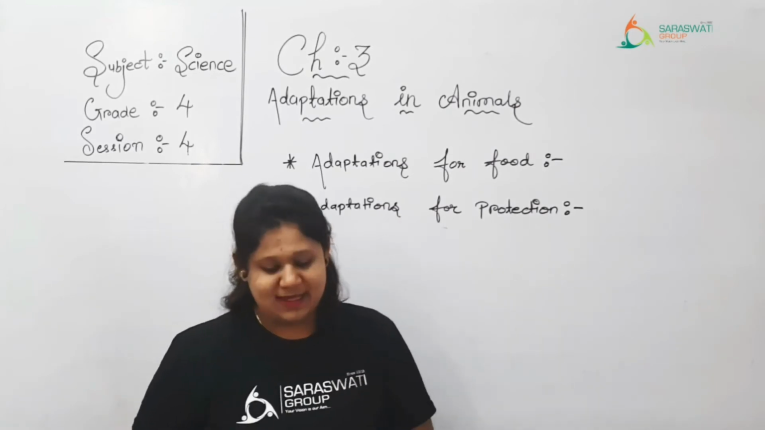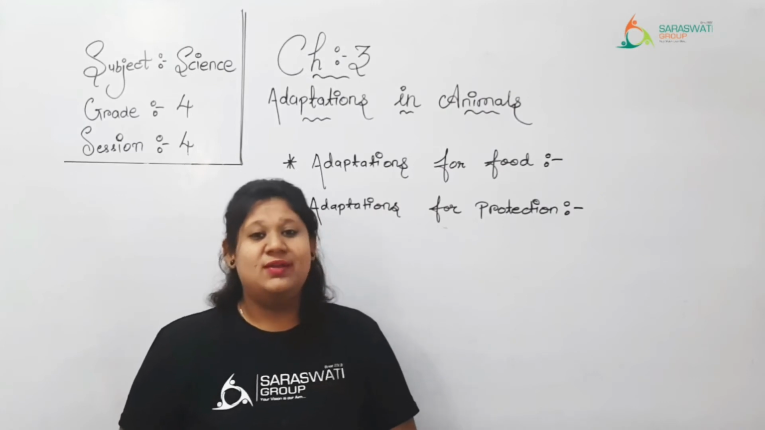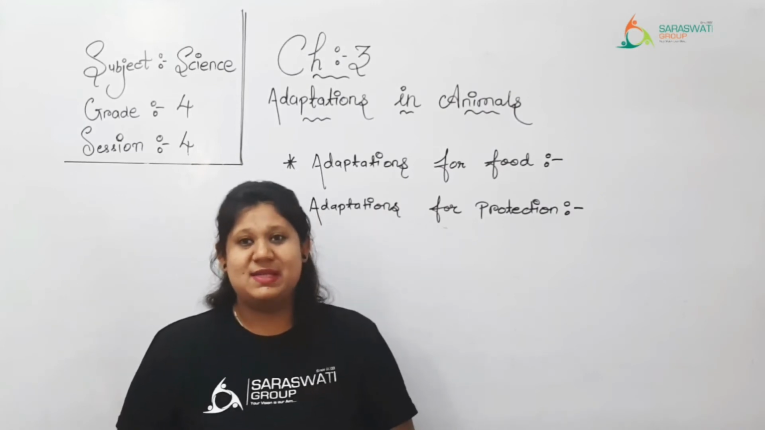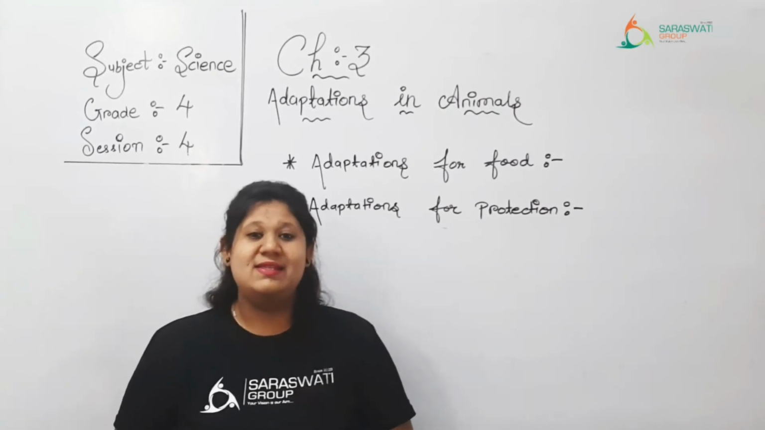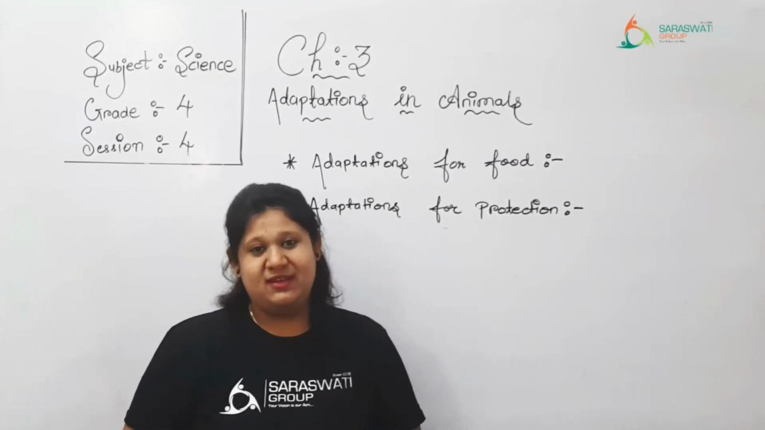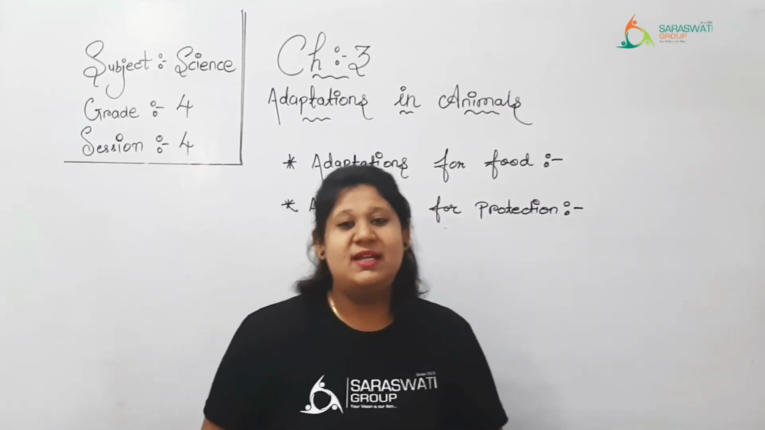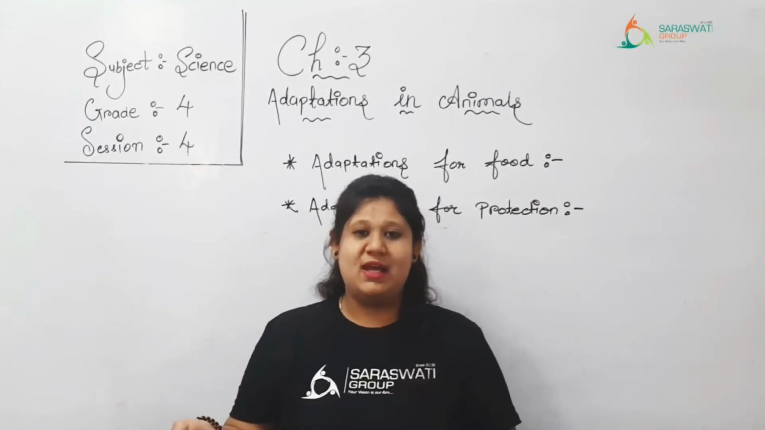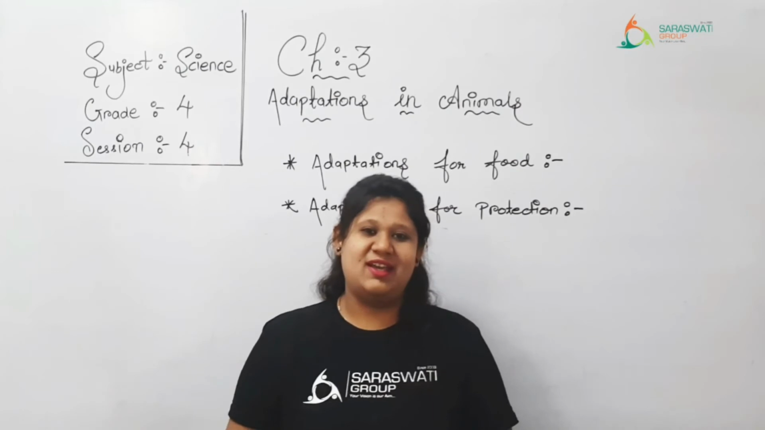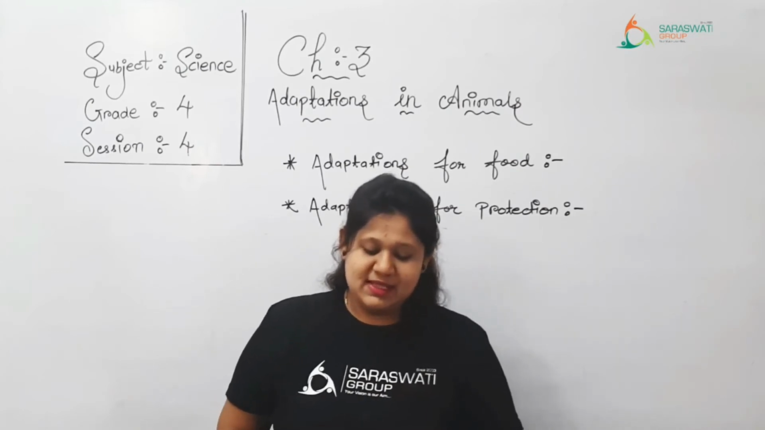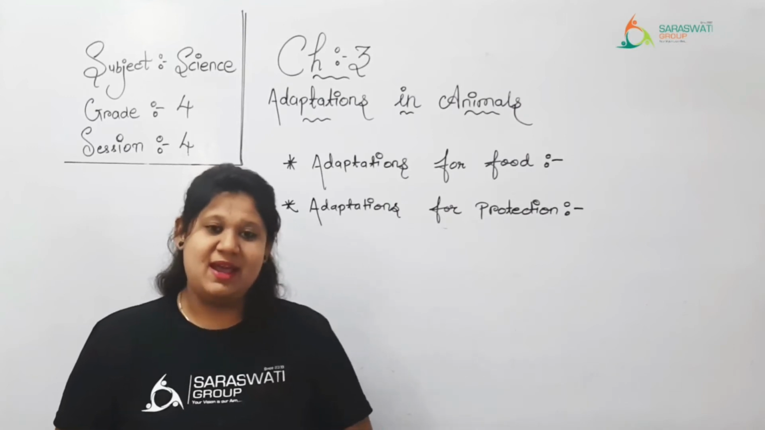नाउ लेट्स बिगिन सेकंड टॉपिक, एडेप्टेशंस फॉर प्रोटेक्शन. आई टोल्ड यू देयर आर सो मेनी एनिमल्स, दे हैव सम काइंड ऑफ स्पेशल फीचर्स. फ्रॉम दैट फीचर दे इजीली कैन सेव फ्रॉम देयर प्रीडेटर. क्लियर? प्रीडेटर मतलब कि कोई भी हंट करने वाला होता है और जो खुद शिकार बनने वाला होता है वो प्रे बन जाता है. राइट? एनिमल्स हैव डेवलप्ड वेरियस वेज टू प्रोटेक्ट देमसेल्व्स फ्रॉम देयर एनिमीज.